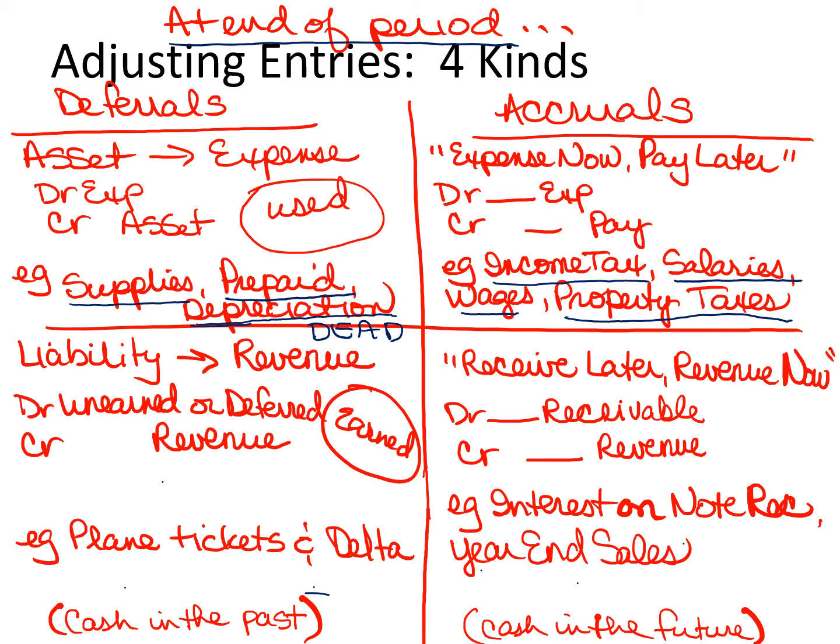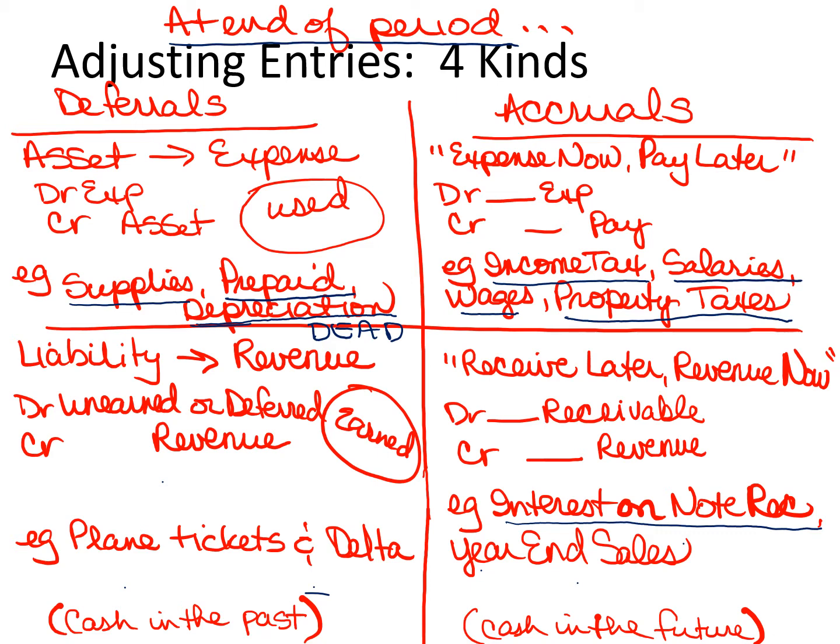The last kind is that receive later, revenue now, where we debit a receivable and credit revenue. The interesting one here is interest on a note receivable. So if you've got a savings bond or anything like that, you earn the interest every single day, but you won't receive that interest till you cash in that savings bond. So it's debit interest receivable, credit interest revenue.